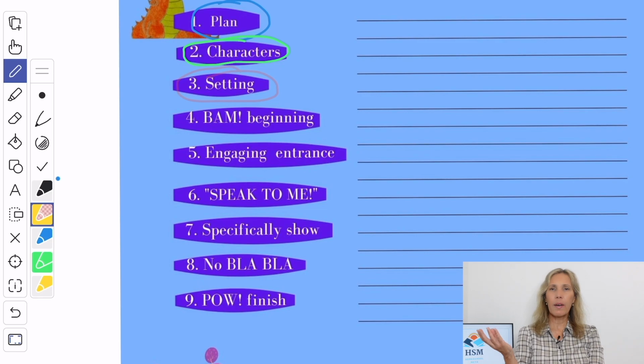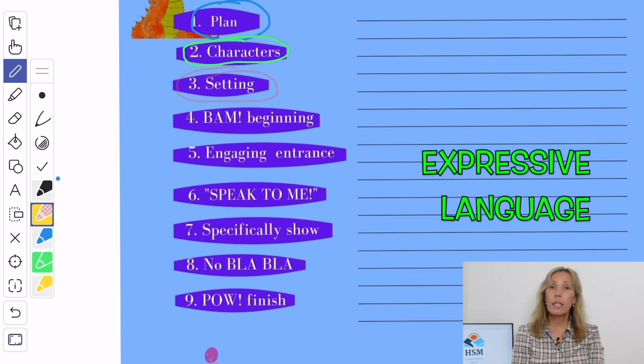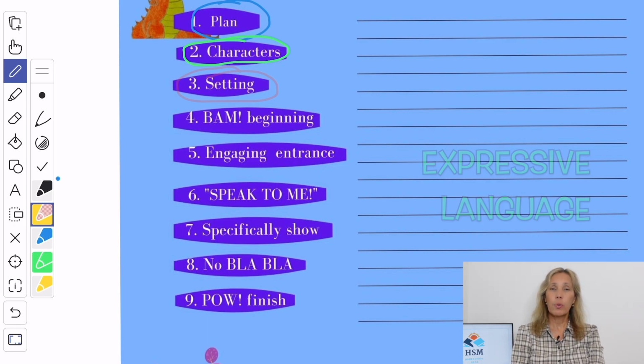So you have these characters, you need to put them into a setting to create an event. So you're putting them into a specific setting. So it won't just be any setting, you need to choose the exact place, and you need to visualize it. You need to see that place in your mind, so then you can explain it and you can describe it with expressive language. And again, I will help you with that throughout the course of this program.